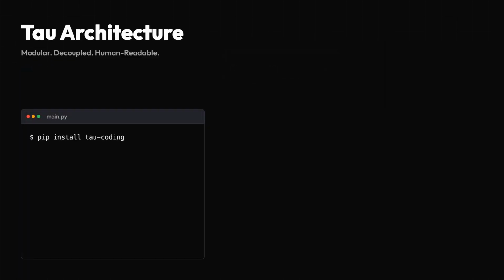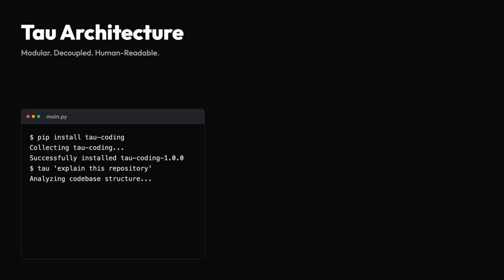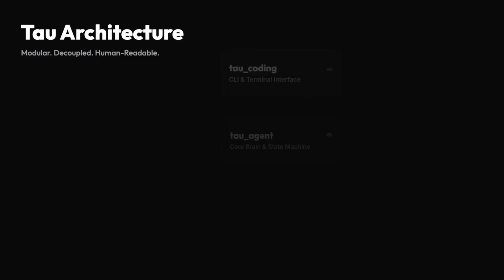At its core, Tau lives in your terminal. You ask it to explain a repository, write tests, or fix a bug, and it reads files, runs commands, and edits code. But unlike massive production codebases, Tau is designed to be read by humans. It enforces a strict separation of concerns, split into 3 thin packages.